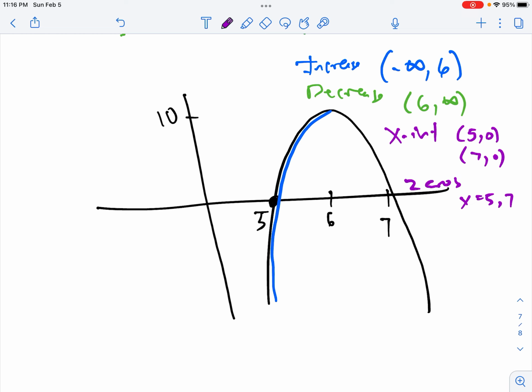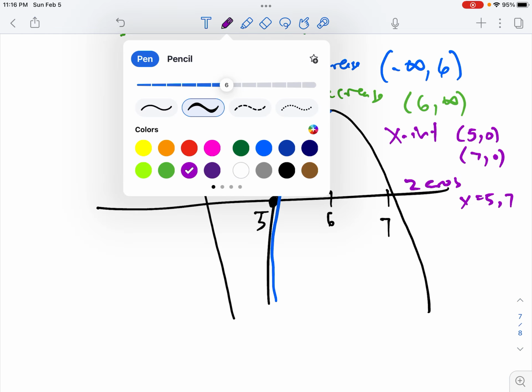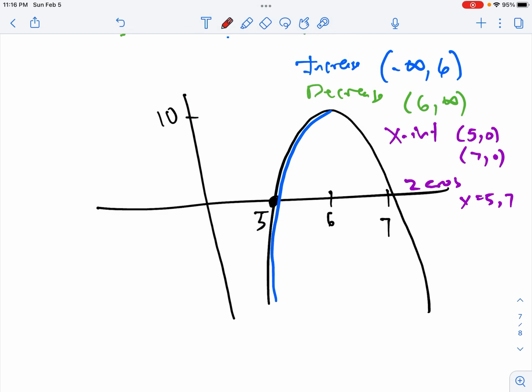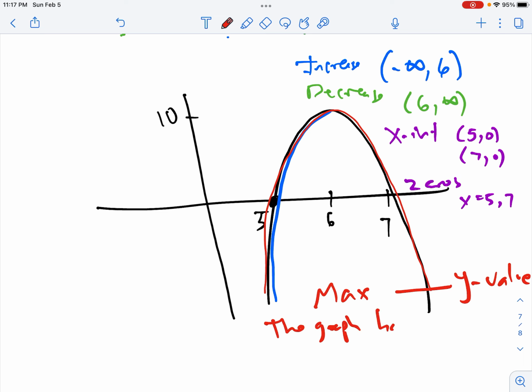Okay, another thing let's do here while we're talking about characteristics of the graphs, let's talk about the max. So the max. The max is how high the graph is. Okay, so as you're on this roller coaster, what's the highest you are? So max, this is the y value. So you would say something like this. The graph has a max of 10, right?